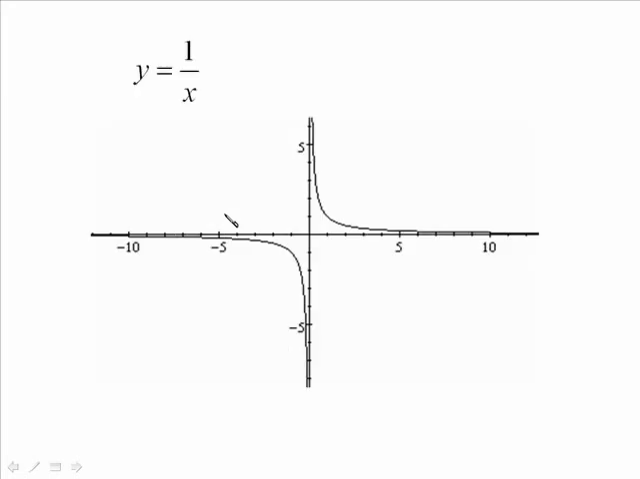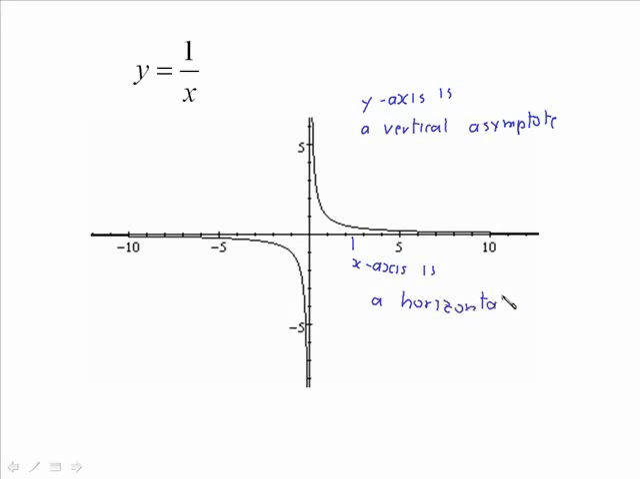This is what y is equal to 1 over x looks like. So you can see that it does not touch the y-axis. The y-axis, in this case, is a vertical asymptote. That's the word. Just like the x-axis is a horizontal asymptote. Those words, or that word asymptote, will be coming back often in the next few units. Not much more we can do with that one.